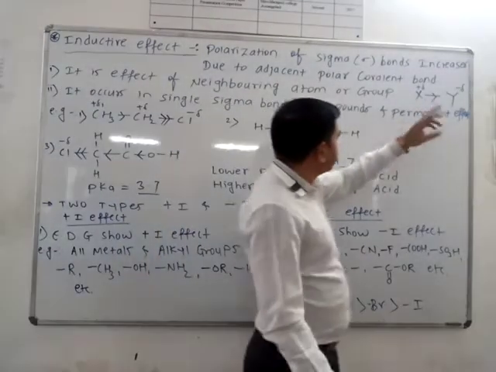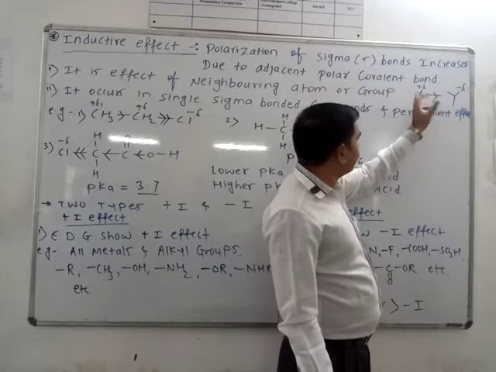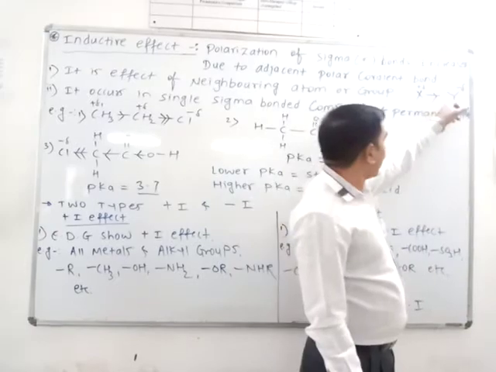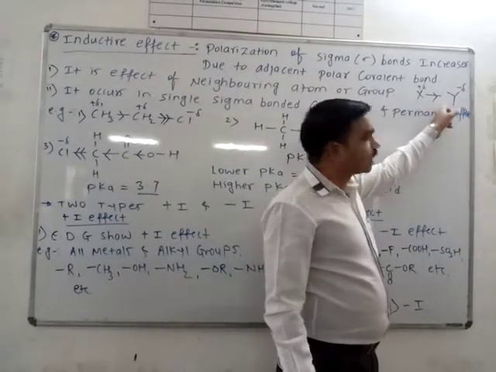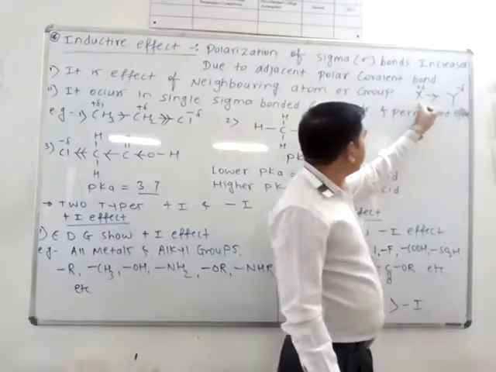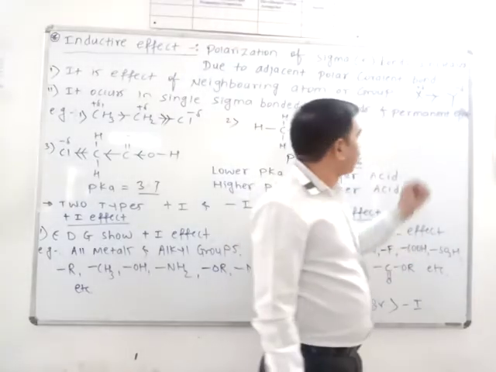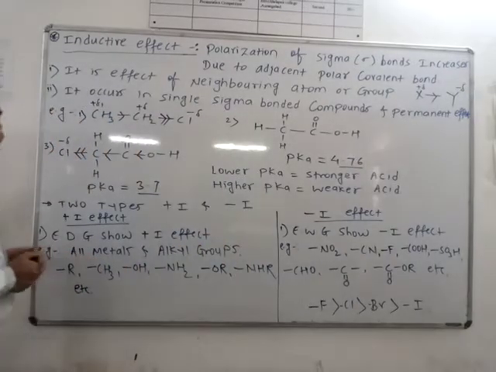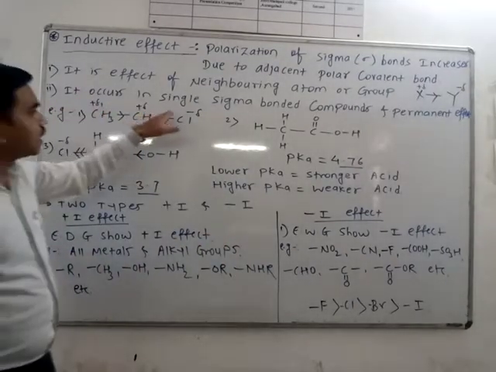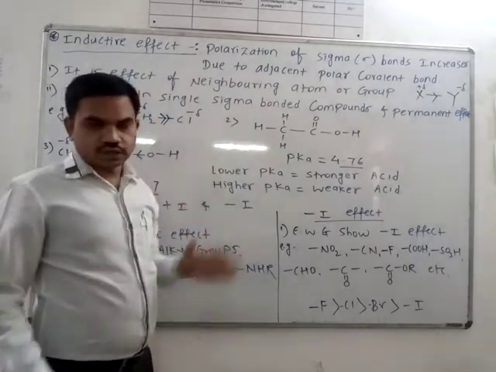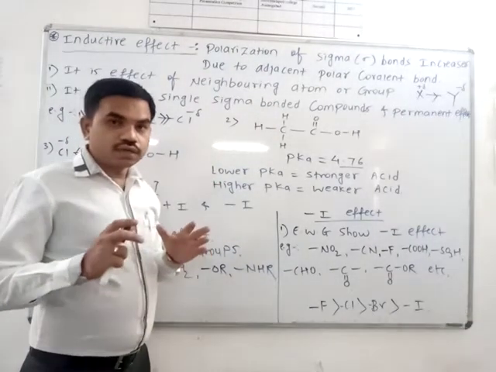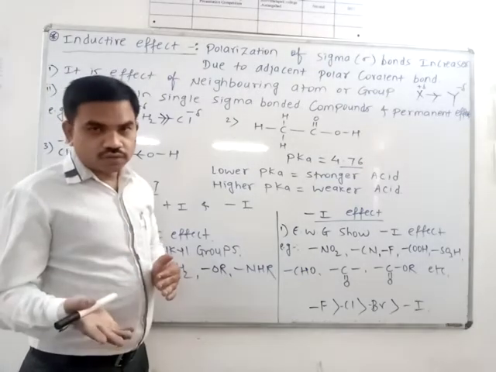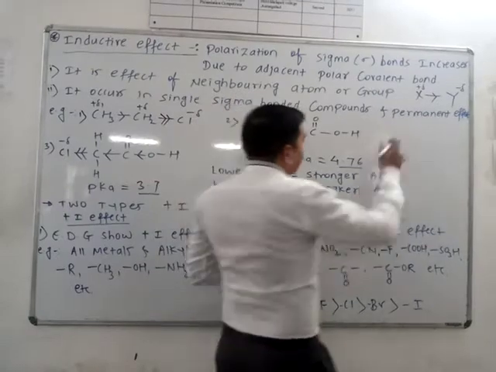Now suppose one atom or group X and Y. If Y is more electronegative than X, then Y withdraws the electron density towards itself. So Y carries a negative charge, X carries a positive charge. Okay. So this is just a representation of the inductive effect. Now it occurs in single sigma bonded compounds. It does not occur in multiple bonded compounds like pi bonded compounds. And it is a permanent effect.